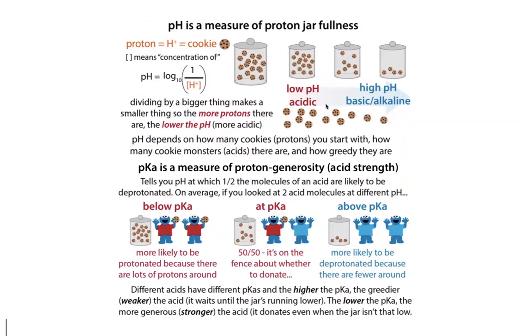And remember that the pKa is the point at which half of it is protonated or half of it is deprotonated. If you have a pKa that's lower, this means that half of it is going to be deprotonated at a lower pH, at a fuller cookie jar. So basically, this is your stronger acid. So a stronger acid is going to have a lower pKa. Conversely, if you have a higher pKa, this is saying that the cookie jar has to get pretty empty, more basic, more alkaline, higher pH, in order for half of it to be deprotonated.